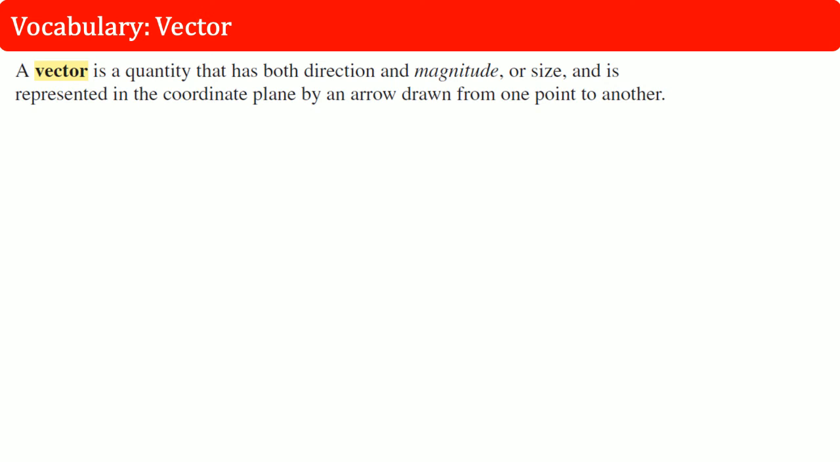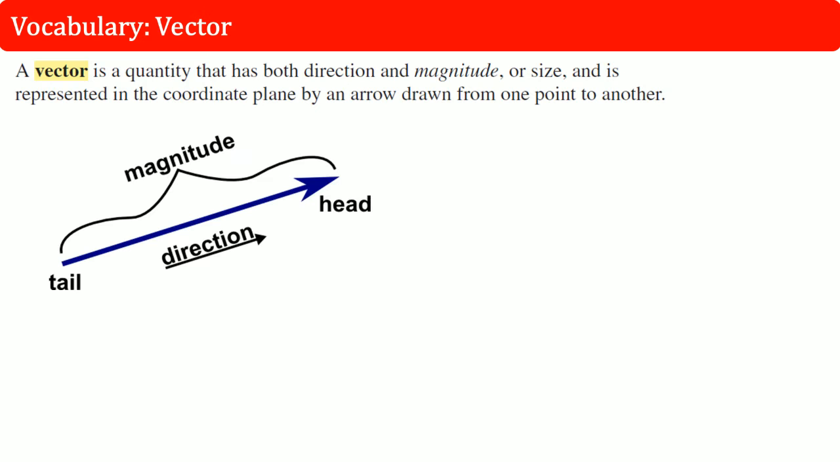Vocab, vector. A vector is a quantity that has both direction and magnitude, or size, and is represented in the coordinate plane by an arrow drawn from one point to another. This is a vector. This is called the tail, sometimes called the origin. The length of it is called the direction, and at the end, there's something called the head. The length of this direction is referred to as the magnitude.